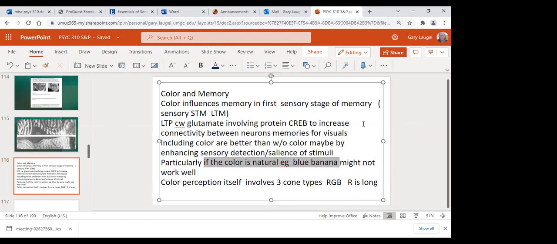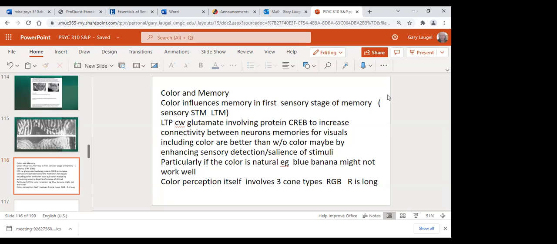Now notice that what scientists believe is that in the first stage of memory formation, color seems to have a strong impact on mediating this color phenomenon, where it's easier to recall colorful things than less colorful things.